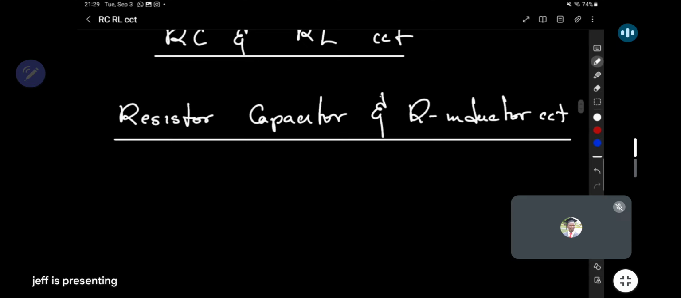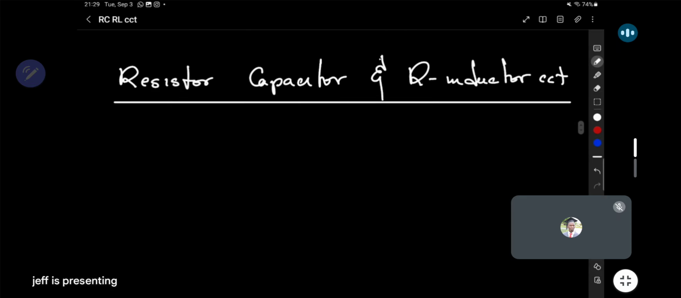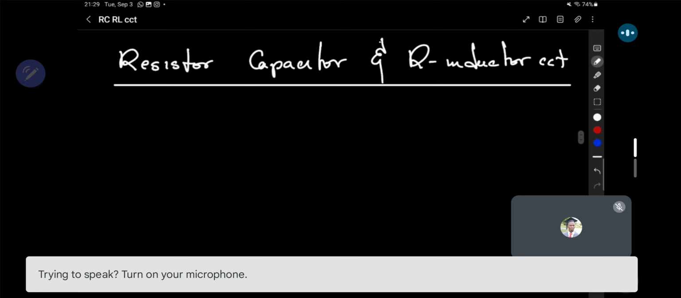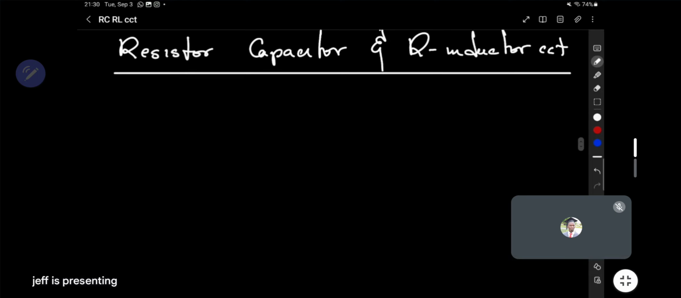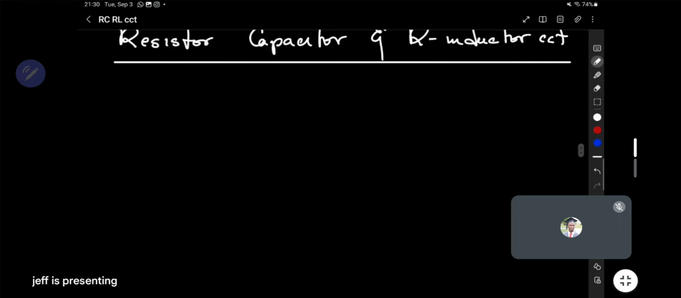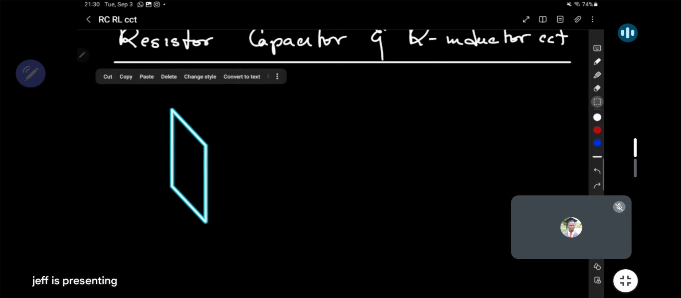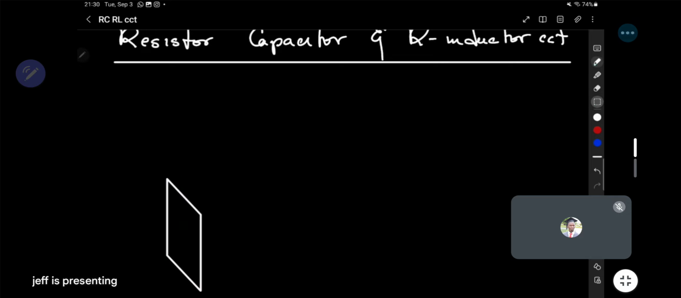For starters, we want to focus on just primitive circuits where we only have, let's say, a capacitor, so that we understand the treatment of a capacitor when it occurs in a circuit. So let's first try to understand what a capacitor is. Let's focus on the RC circuit, the resistor-capacitor circuit, but first I want to understand what a capacitor is.